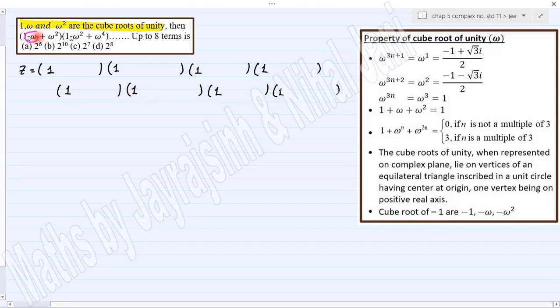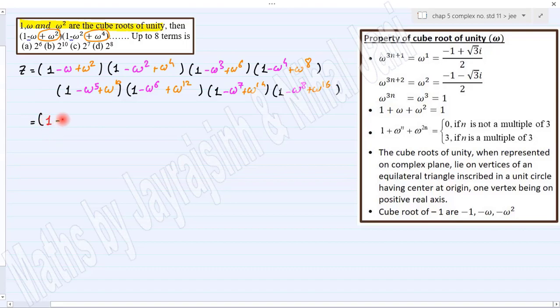Your second term has a negative sign and its power is increased by 1. So it will be minus omega square, minus omega cube, and so on. And in the last term, we have a positive sign and its power is increased by 2. So it will be omega square plus omega raised to 4 plus omega raised to 6 plus omega raised to 8 and so on. Now we have to simplify this using higher powers of omega.